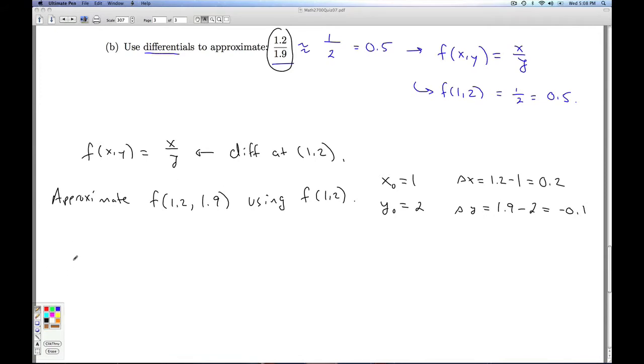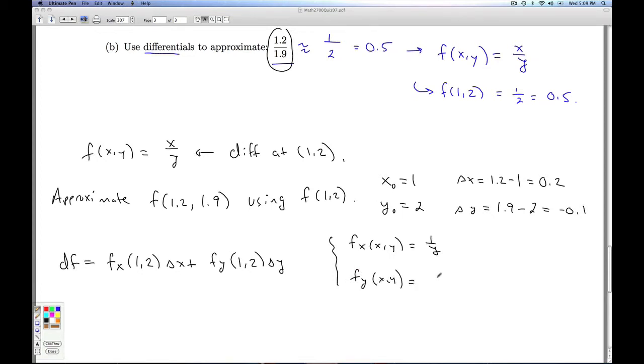So what I'm going to do is get the differential df. That's fx at the point I know about, delta x, plus fy at the point I know about, delta y. Now from part A, we already know the partial derivative with respect to x is 1 over y, and we know the partial derivative with respect to y is negative x over y squared. So I can go ahead and plug the numbers in. F of 1, 2 is 1/2, and fx at 1, 2 is 1/2, fy at 1, 2 is negative 1/4. So I put that in here, and I get 1/2 times delta x, which is 0.2, plus negative 1/4 times delta y, which is negative 0.1.